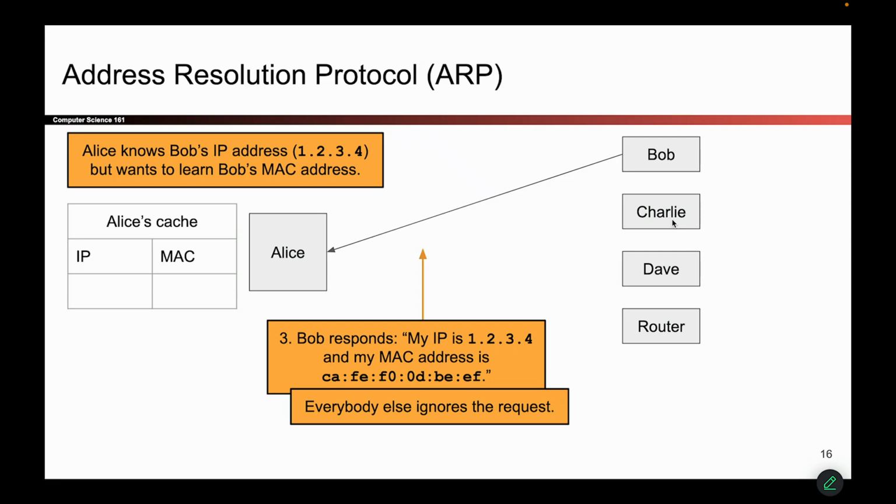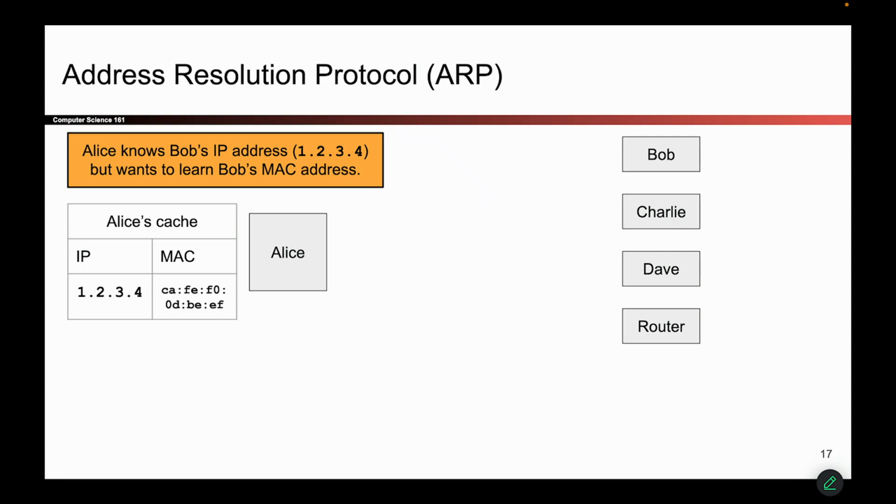And at this point, Alice knows the answer, so she can put that IP to MAC mapping in her cache, so that later, if she has the same question, she remembers the answer for some time. So this is what ARP looks like if done properly. When Alice doesn't know the answer, she asks everybody, and Bob, who does know the answer, will reply with his IP to MAC mapping.